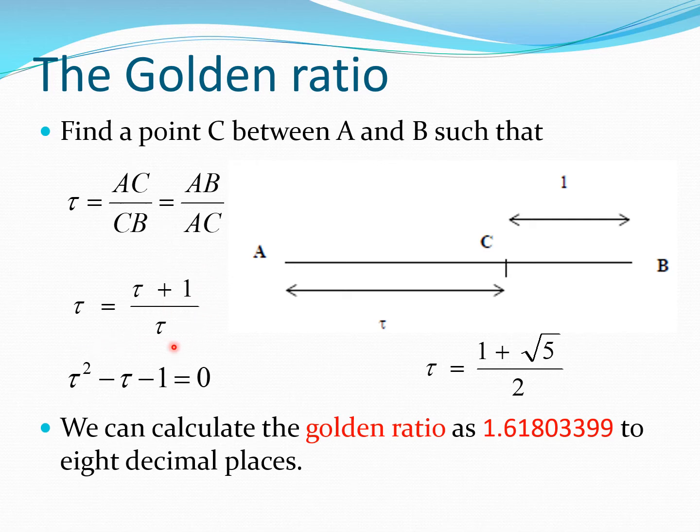And once we write this equation here, we can simplify it and we get this particular quadratic equation. And if we solve the quadratic equation for the positive root, then we get tau is (1 plus root 5) divided by 2. And this is essentially the golden ratio. As you can see here, because of the presence of root 5, this is not going to be a rational number. So it's going to continue on, and if we truncate it to 8 decimal places, we get 1.618033999.